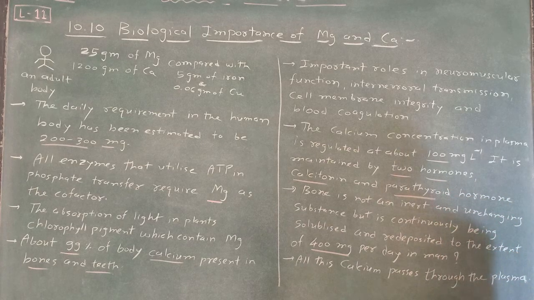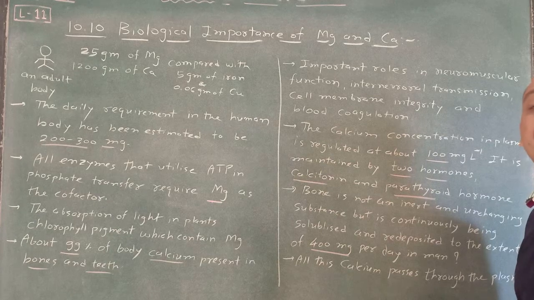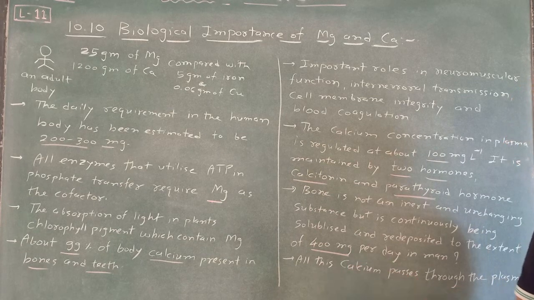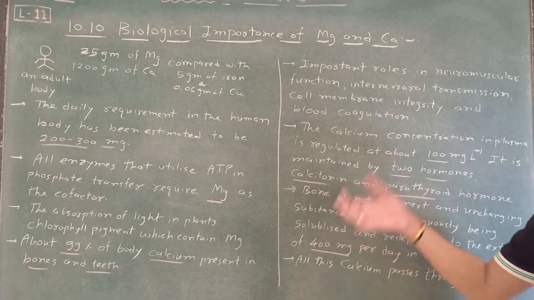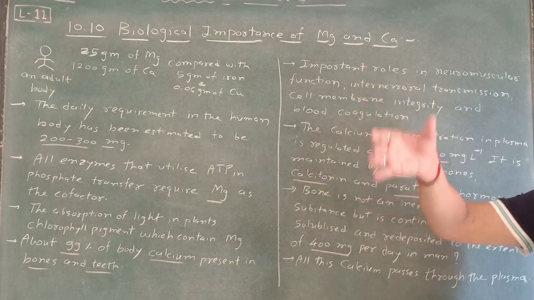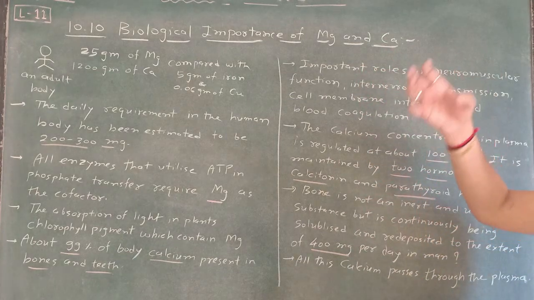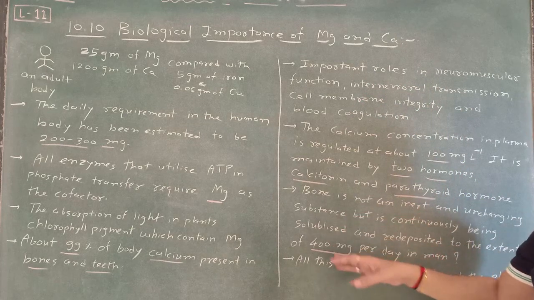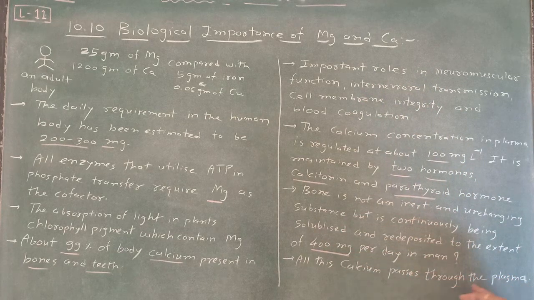Many times, in nutrients, calcium and magnesium are also given, in different products like Bonvita, Complan and Horlicks. You see which composition is there in that, calcium and magnesium are also given. So 400 milligram per day in a man. All the calcium passes through the plasma. So this is the biological importance of magnesium and calcium.